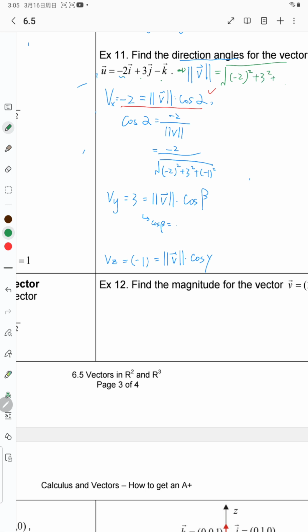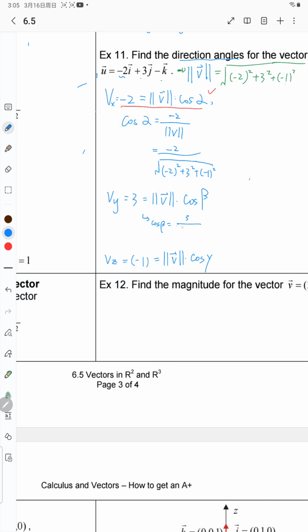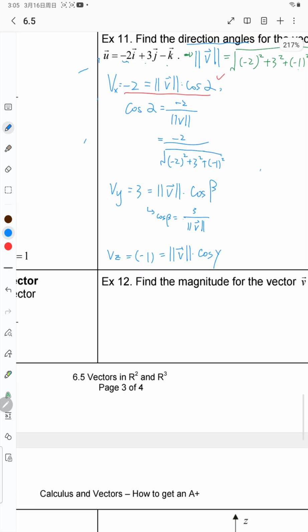3 squared and then plus -1 squared. Alright, so this is not bad. And then I trust that you can write out the 3 over v, and here the cosine. I think if you leave it here, it should be fine, the cosine.